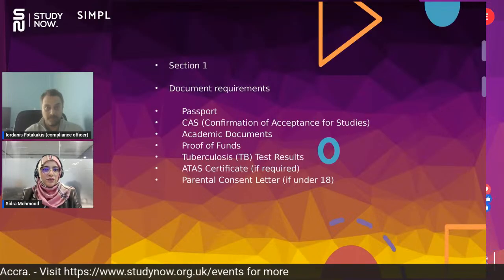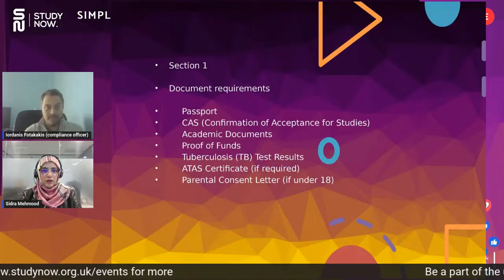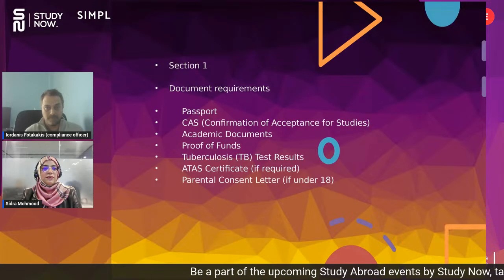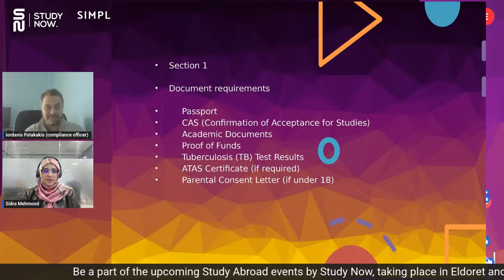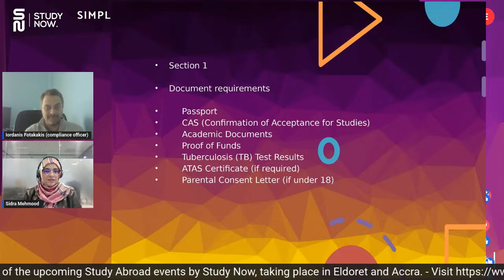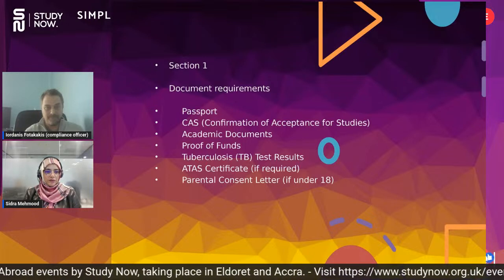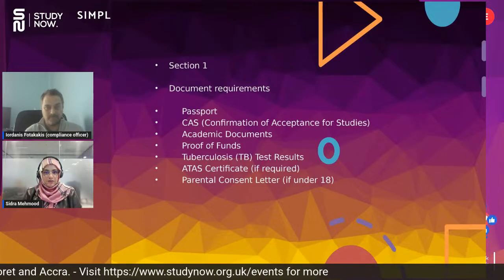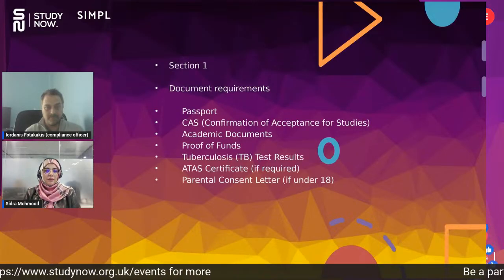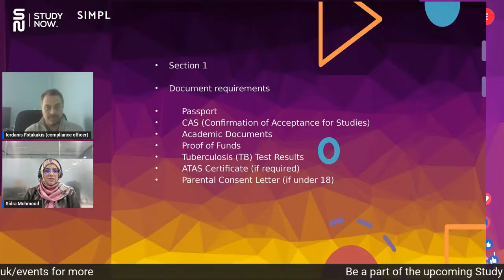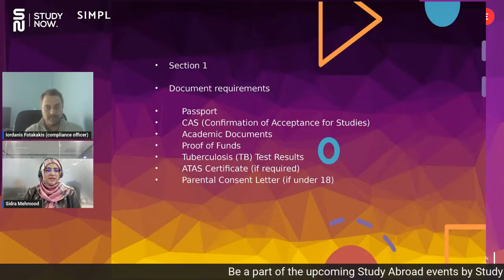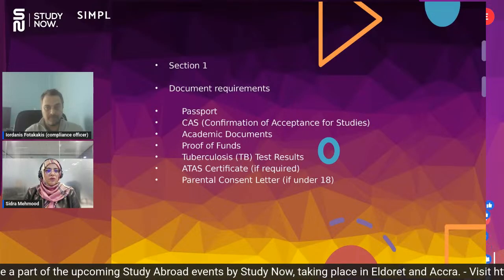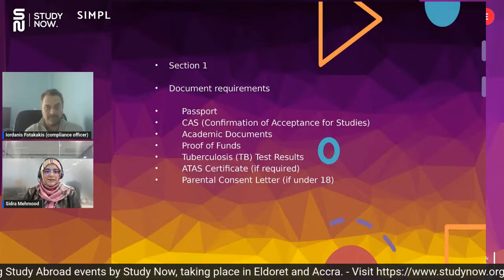Okay, so let's start with the first section, which is our document requirements. You need these documents to file your visa application. So the list is, firstly, you would need a passport, which is your nationality evidence. Obviously, we will be explaining all the documents one by one. The second one is the CAS, confirmation of acceptance for studies, and the third is the academic documents, then proof of funds and your TB test result. After that, there is the attached certificate if needed, and the parental consent form if you are under 18 or you are using your parents' bank statement.